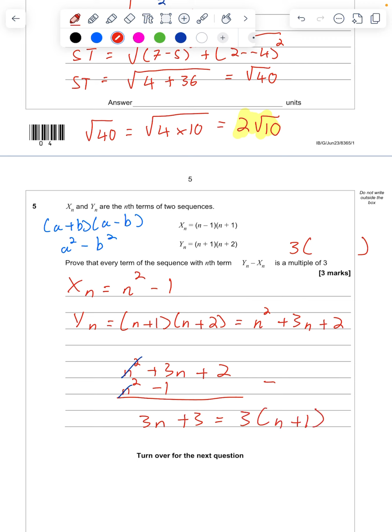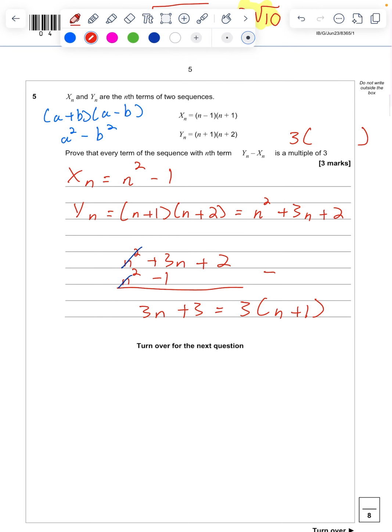n plus 1. And this will give me a multiple of 3, because 3 times any whole number, because n is an integer. Okay, it says that in the question, it should do. Yeah, that's fine. 3 times any number will give you a multiple of 3. So I just got to go and write that.